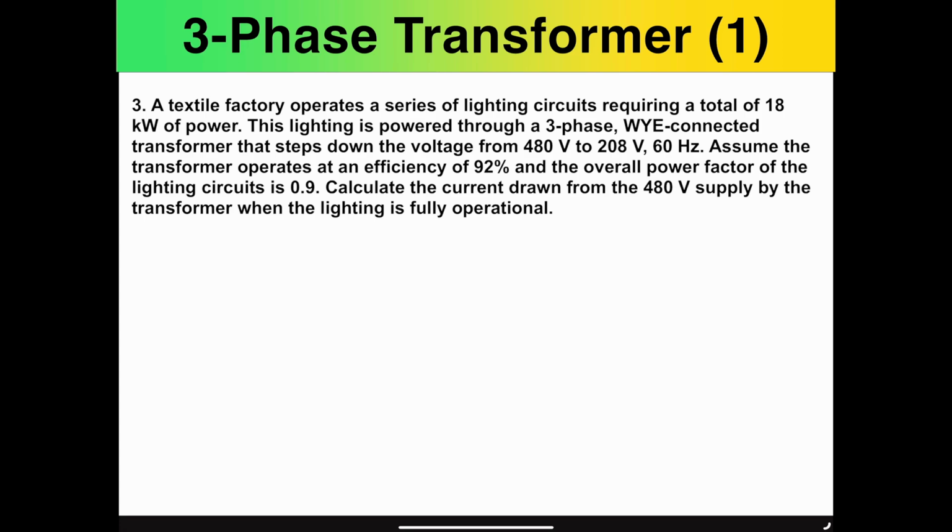So let's dive into the third question. A textile factory operates a series of lighting circuits requiring a total of 18 kilowatts of power. This lighting is powered through a three-phase Y-connected transformer that steps down a voltage from 480 down to 208, 60 Hz. Assume the transformer operates at an efficiency of 92% and the overall power factor of the lighting circuit is 0.9. Calculate the current drawn from the 480 volt supply by the transformer when the lighting is fully operational.